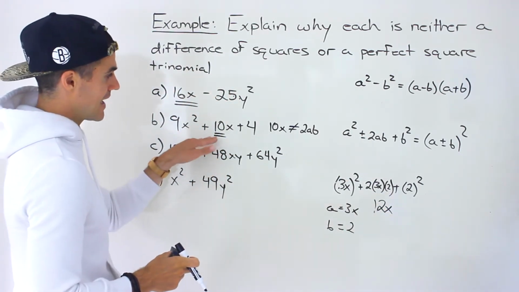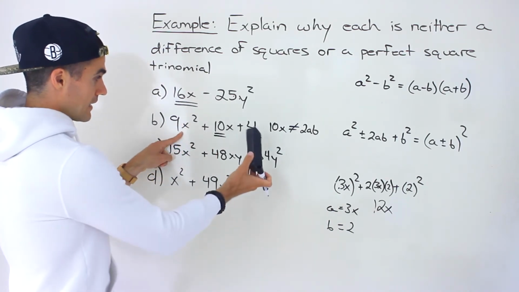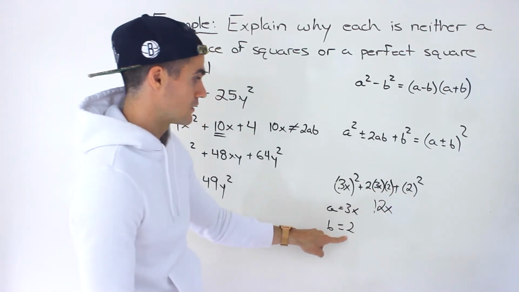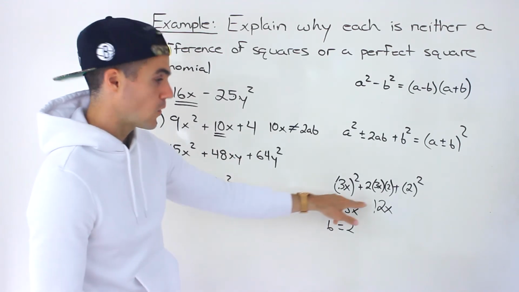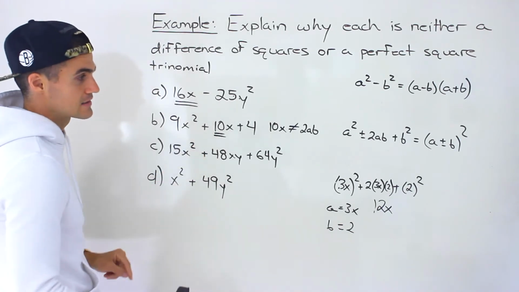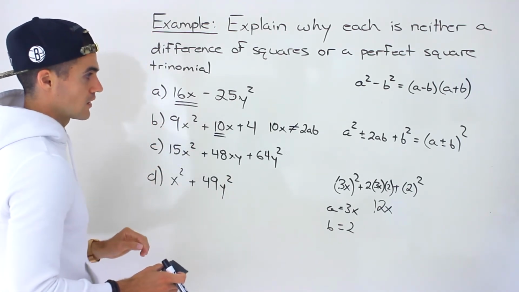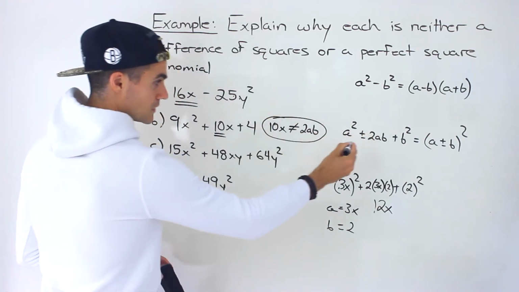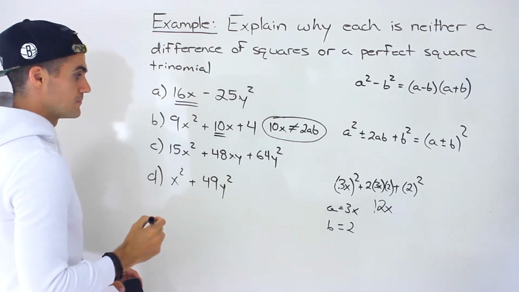But because it's 10x over here, and then we have the 9x squared and the 4, giving us an a value of 3x and then a b value of 2, that middle term is not equaling 12x like it should. For it to be a perfect square trinomial, it's 10x instead. So it's because of that middle term there that this is not a perfect square trinomial. And you could explain it like this with this formula. You could say that that middle term is not equal to 2ab.